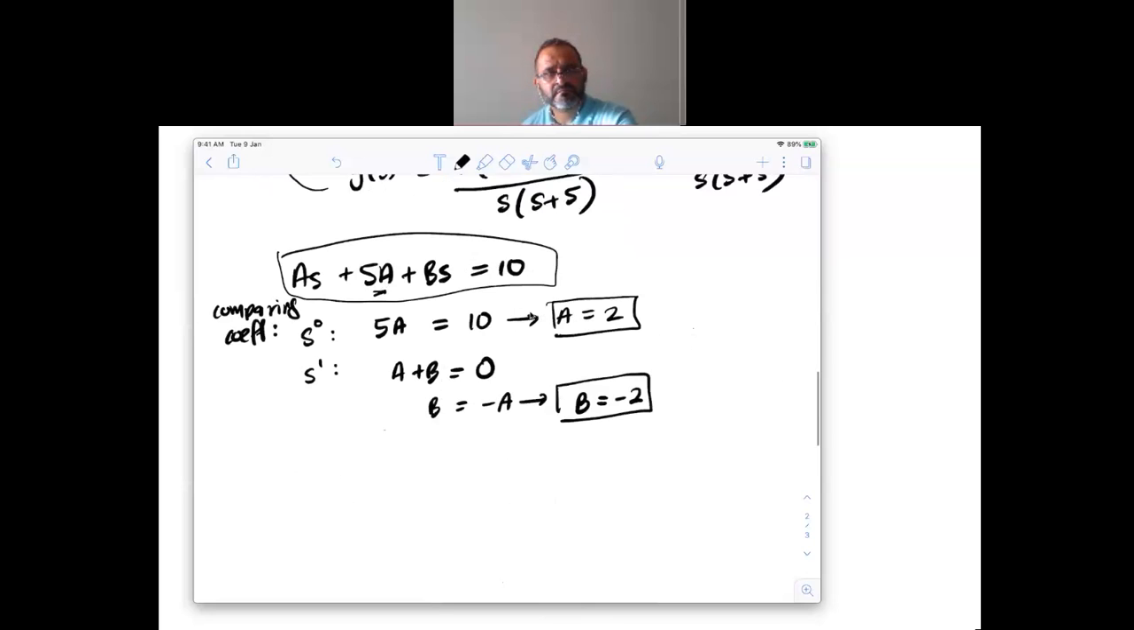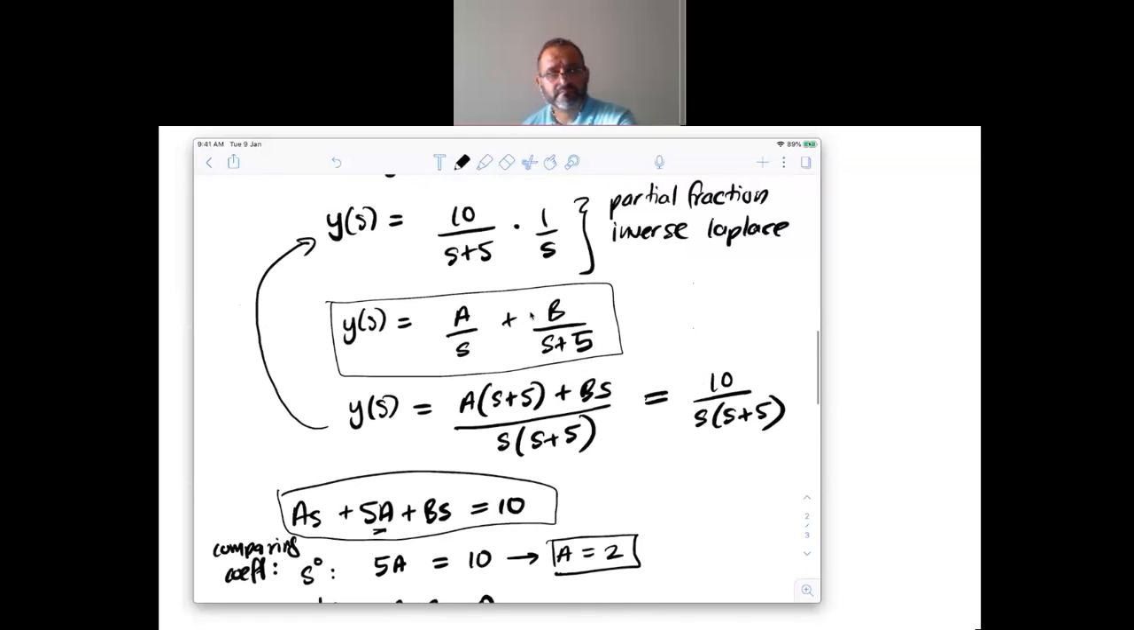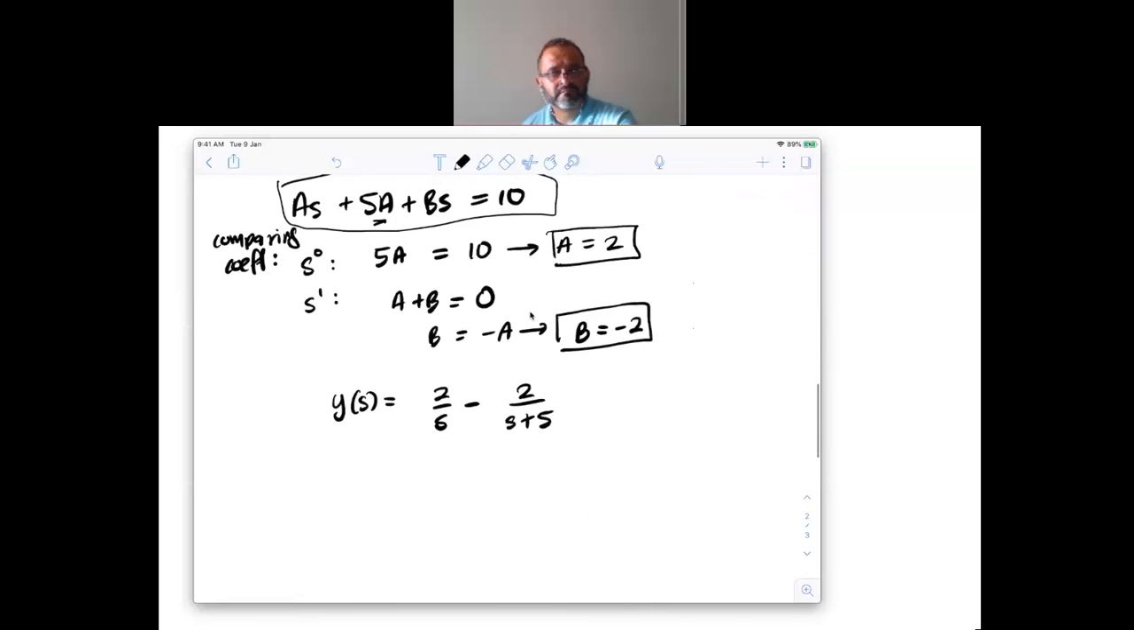Okay, so then I will have my response Y of s equals to 2 over s minus 2 over s plus 5. Is that all right? Okay, so it's A over s plus B over s plus 5, but B is minus 2. So we can have that minus 2 over s plus 5. Is that okay so far? So far, so good. Right.